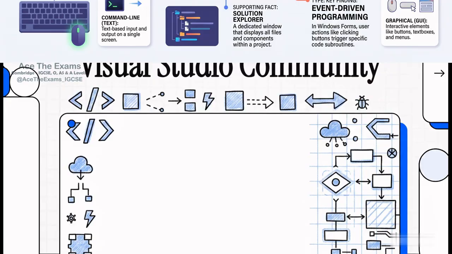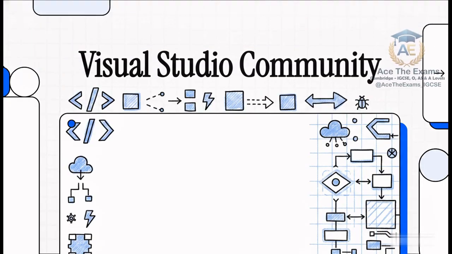We're going to unpack exactly how modern software is built using Visual Studio 2019 Community. So if you've ever found yourself wondering how developers actually translate their raw ideas into functioning programs, well, you're in exactly the right place. Let's jump right into this.